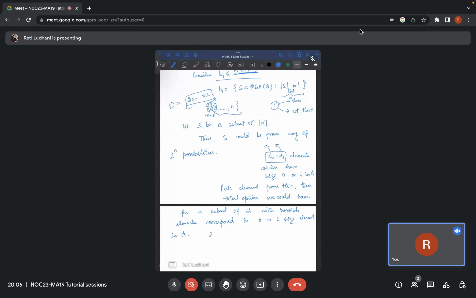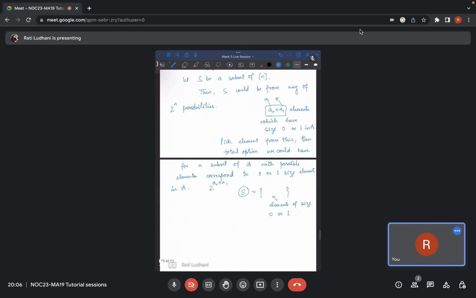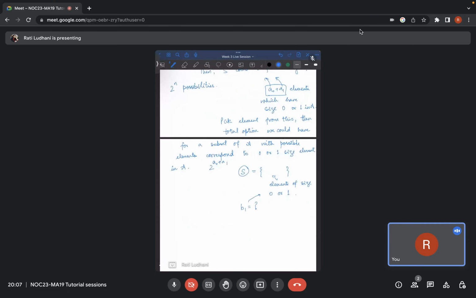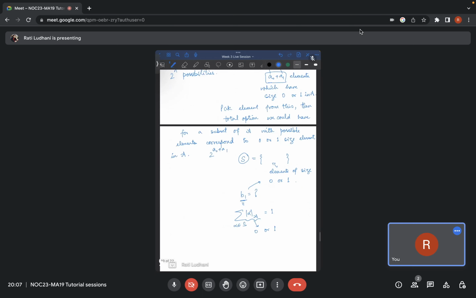So you have 2 raised to power a0 plus a1 possibilities for S to have elements of size 0 or 1. Why are we looking at it? Because we are calculating b1. For b1, you know that the sum cannot go beyond 1. So this is the sum over all alpha, alpha belongs to S. We cannot go beyond 1 and we want it to be 1, so we can only have options 0 or 1. That's why we are just looking at these elements.